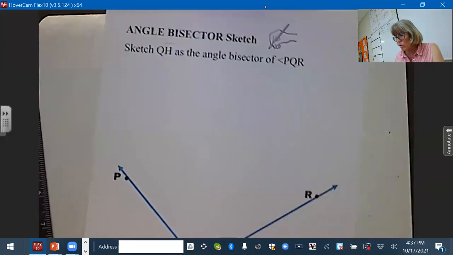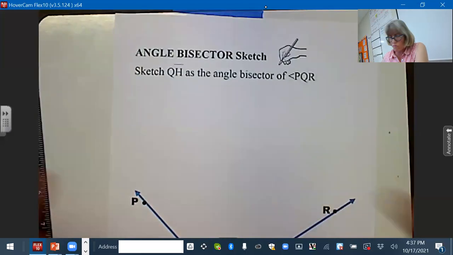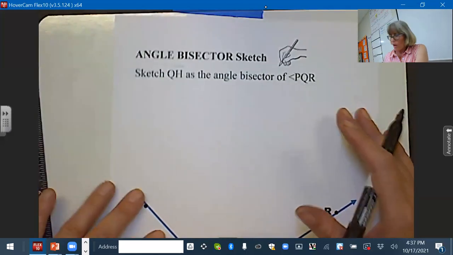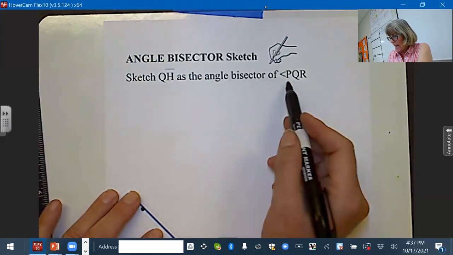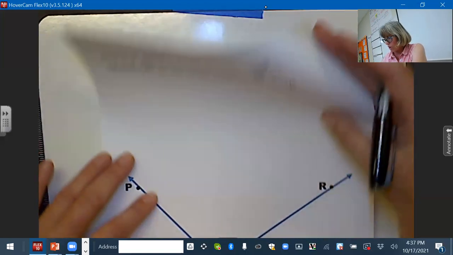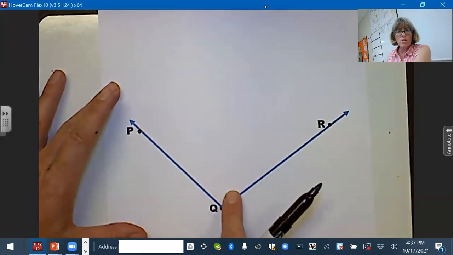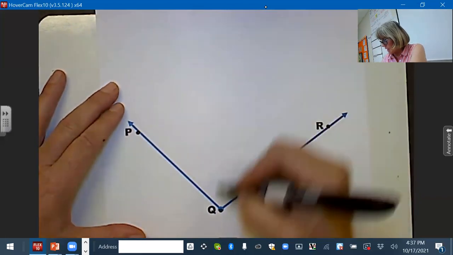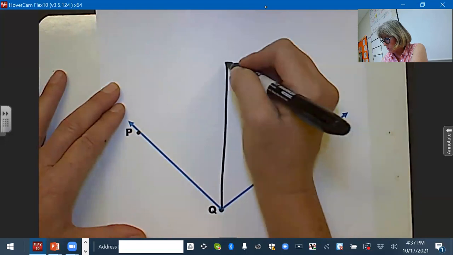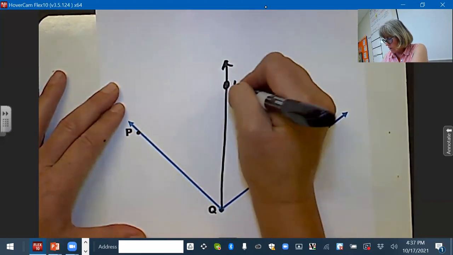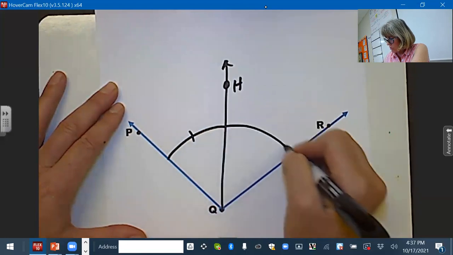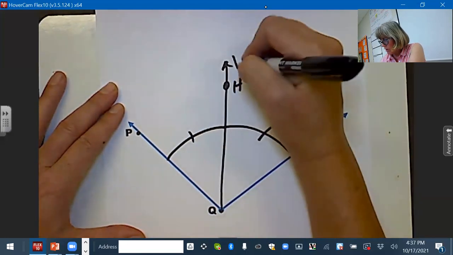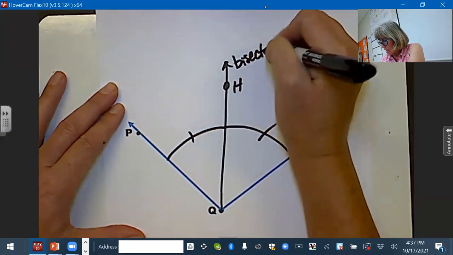We have one more. This is my personal favorite. I have no idea why. It seems easy. So we are going to sketch QH as an angle bisector of PQR. So we have PQR, and if we were to sketch QH as a bisector, we simply eyeball it. We call that H. Sweep, hatch, and now that's a bisector.